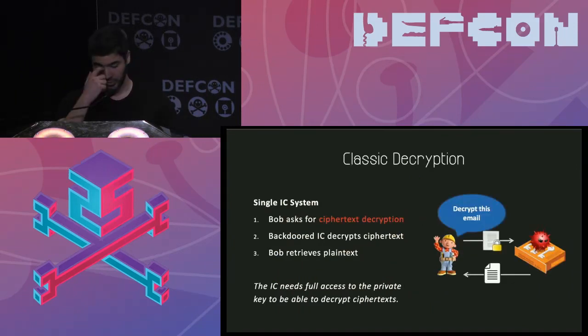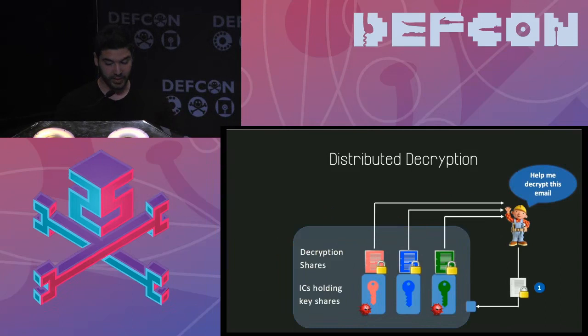So then we have decryption, a pretty similar process. You go to the HSM and say, I want to decrypt this email. The HSM knows your key, so it decrypts the email for you and returns the plain text to you. Again, the same problem: the HSM needs to have your full key in a single place. Instead, we do something else.